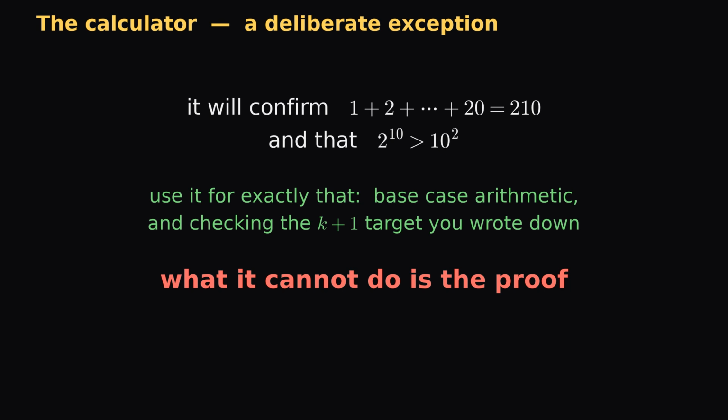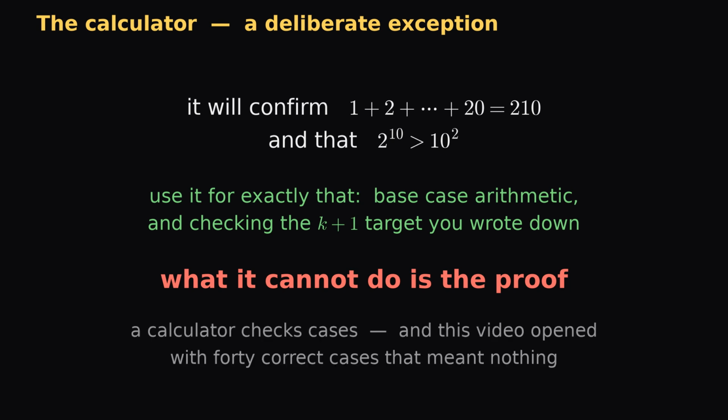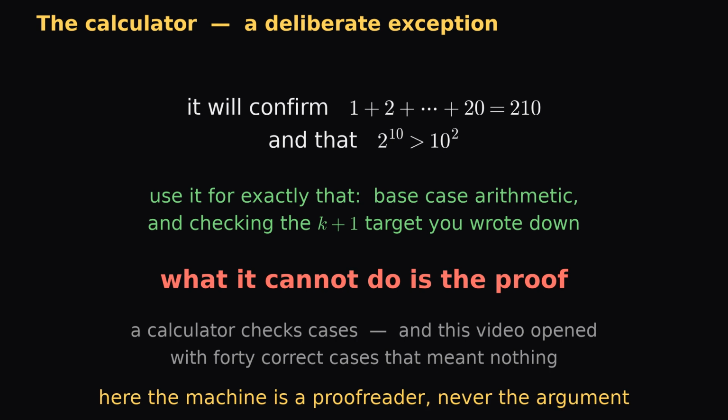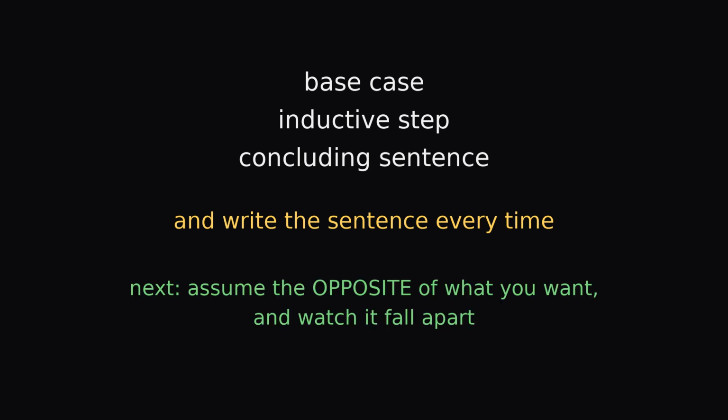A calculator checks cases, and this video opened with 40 consecutive correct cases that meant nothing at all. So here, the machine is a proofreader. It is never the argument. Base case, inductive step, concluding sentence, and write the sentence every time.